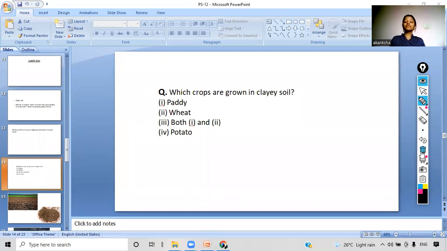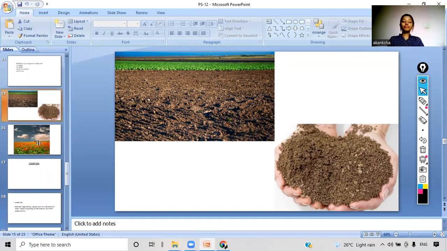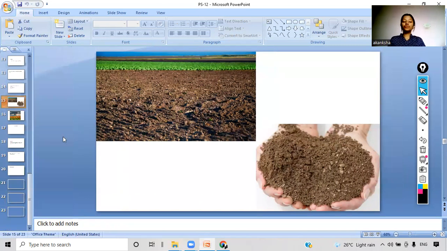So this is where our second topic ends, about the clay soil. Let's see what our third topic is going to be. Okay, so we will move ahead. Again, there are some pictures. What can you see in these pictures? I will give you 5 seconds to observe it and then you have to share your observations, right?